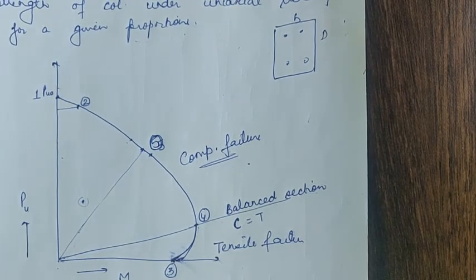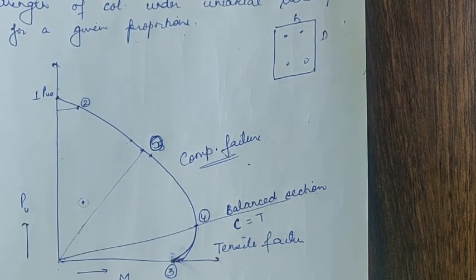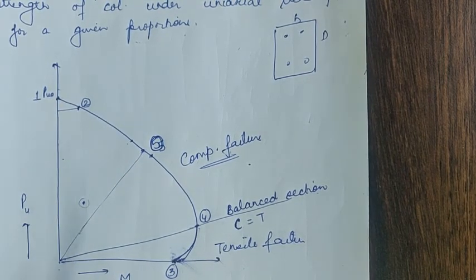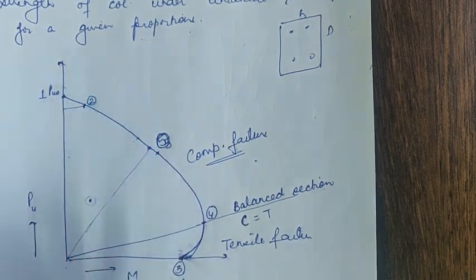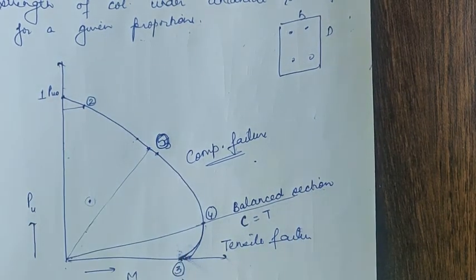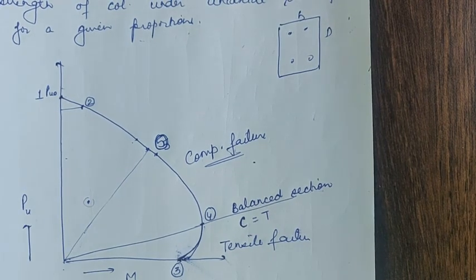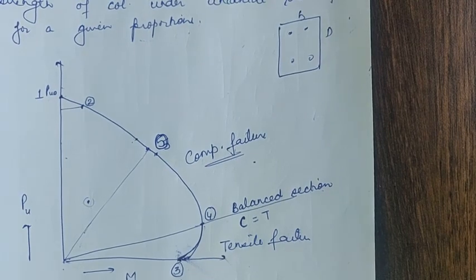Now, rather than doing all those very extensive calculations, what does the code say? That we can find out the load carrying capacity and we can even design the column by using these column interaction curves. Now, how to use these column interaction curves, I am going to cover it in my next lecture. Okay? Thank you.